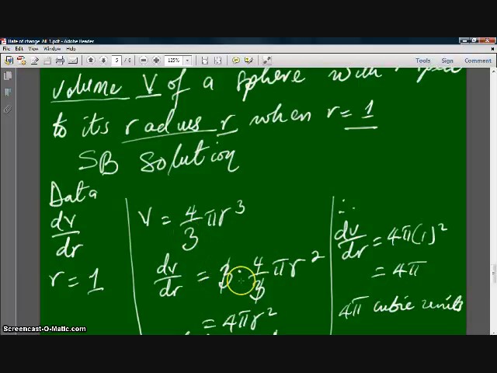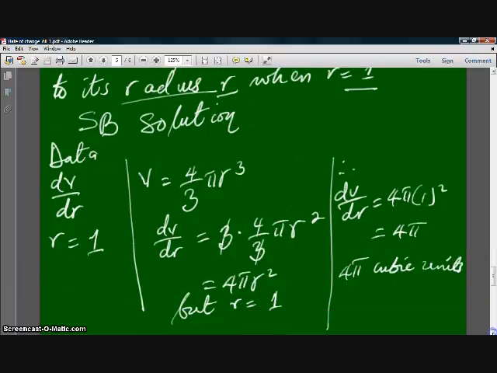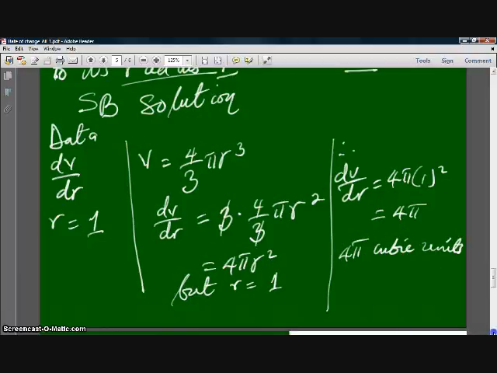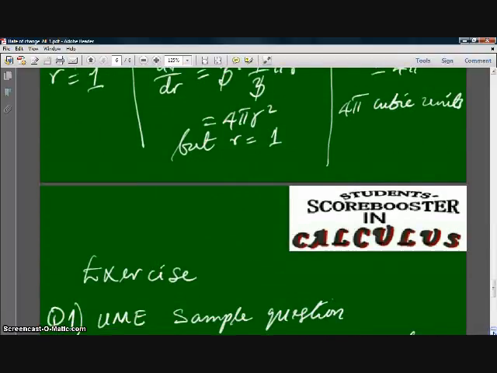So we differentiate V with respect to r. Okay, differentiation is no problem to my audience. So our answer after differentiation is 4πr², but r equals 1 from the question. Therefore dV/dr equals 4π, we substitute for r, okay, 1 squared. So 1 squared is 1, so our answer is 4π cubic units. Okay, so that is that.